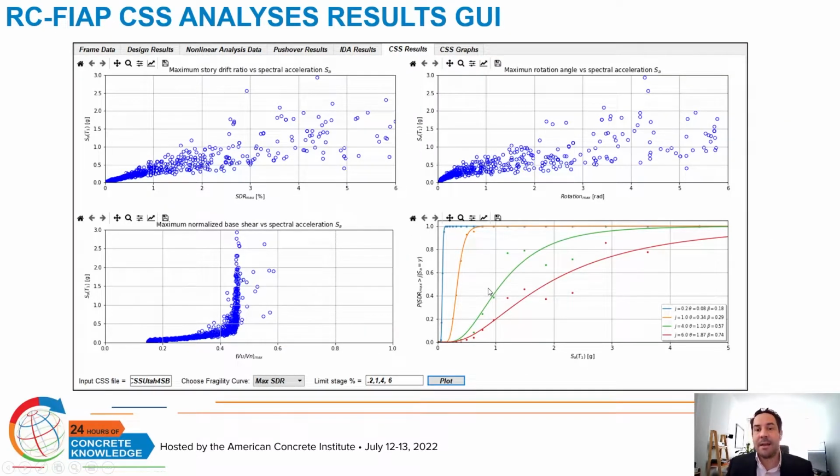On the dynamic analysis portion of the platform, one will obtain a set of pairs of intensity measure, in this case Sa at T1, and a structural response. In this case, I'm showing the maximum story drift ratio, and one can construct fragility curves with ease.